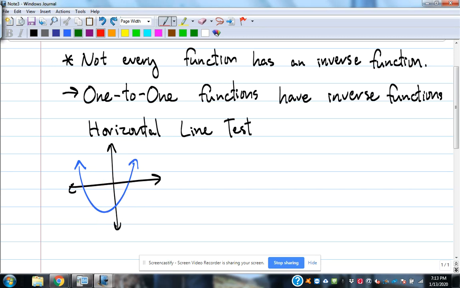But if I try the horizontal line test, it's the same rules. If I drop a horizontal line anywhere on that graph and it hits it twice, it fails. What that shows is that those two places where this line hits, different x values, but the exact same y value. So that shows that this is not one-to-one. A one-to-one function, one of the easiest ones to draw, is just a straight line, like a linear equation.